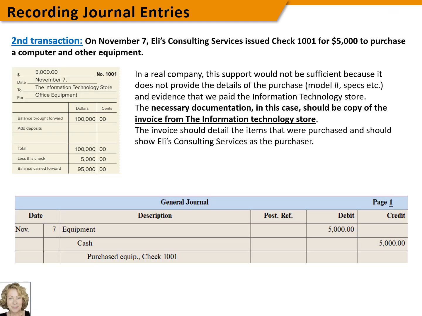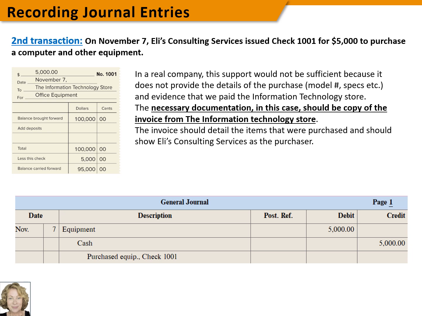On November 7th, Eli's Consulting Services issued Check 1001 for $5,000 to purchase a computer and other equipment. We can see the journal entry documentation, but in a real company, this support would not be sufficient because it does not provide the details of the purchase, like for instance, model numbers, specs, and so on, and evidence that Eli's Consulting paid the information technology store.